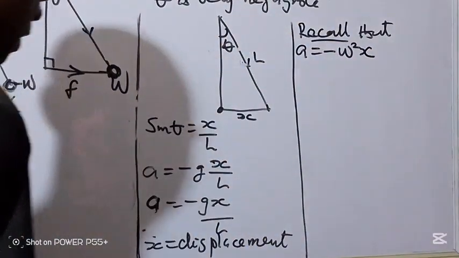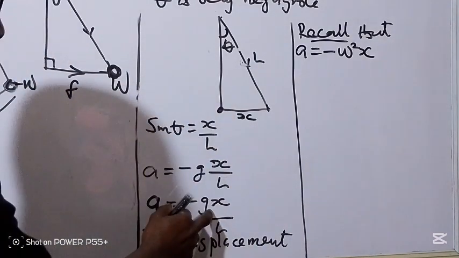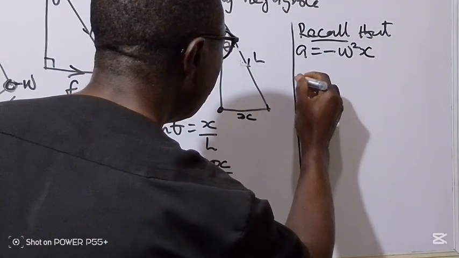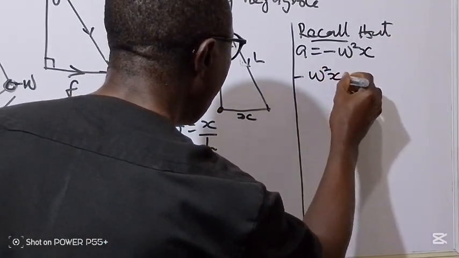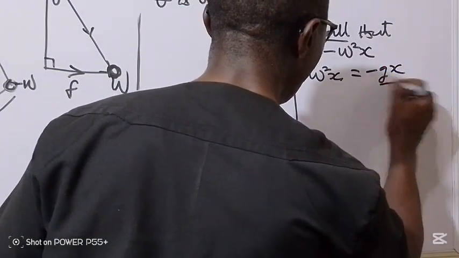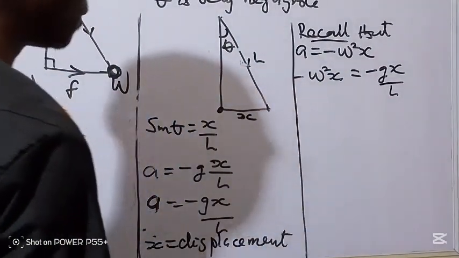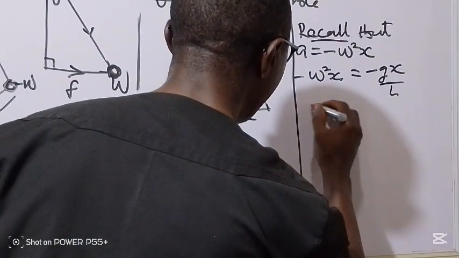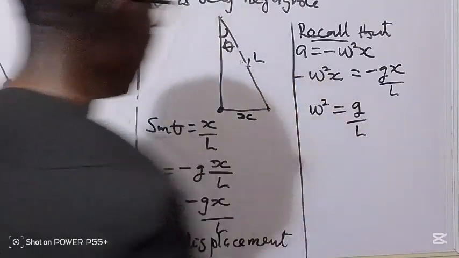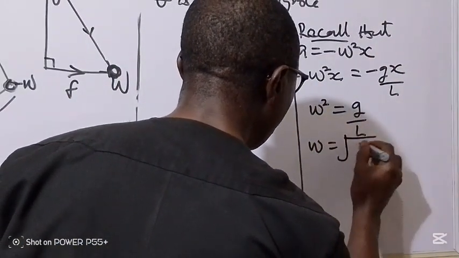If that is the case, compare these two equations now, this one and this one. Then we are going to have minus omega squared s equal to minus g s over L. Then minus will cancel minus, s will cancel s. So we are going to have omega squared equal to g over L. So therefore, omega will be equal to the square root of g over L.